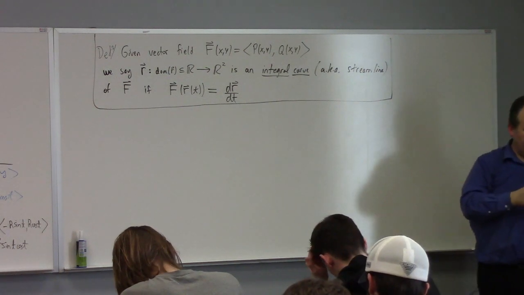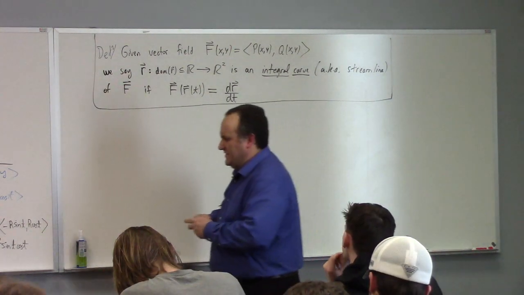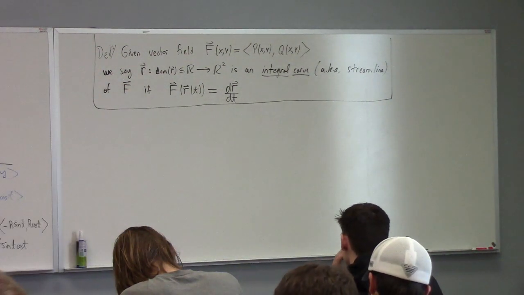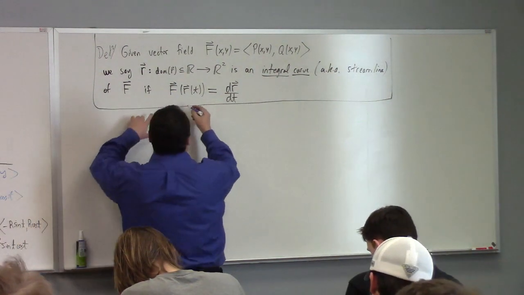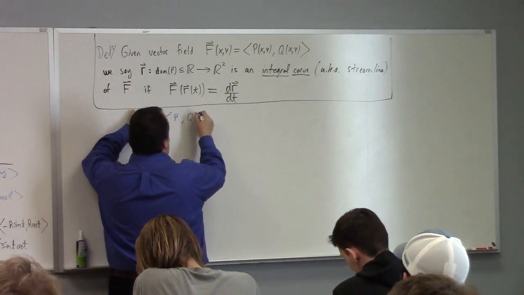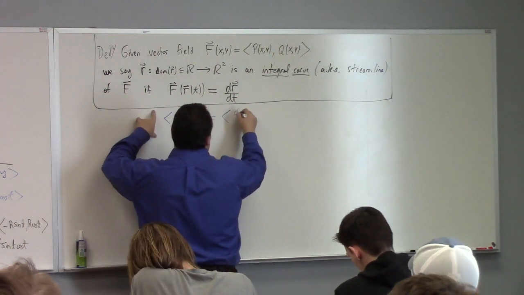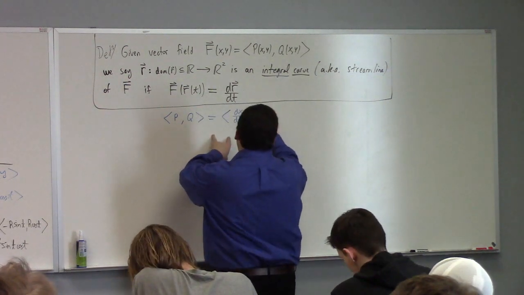Now let me expose what that means more explicitly. So dr/dt is what? We're talking about p comma q equal to dx/dt comma dy/dt.